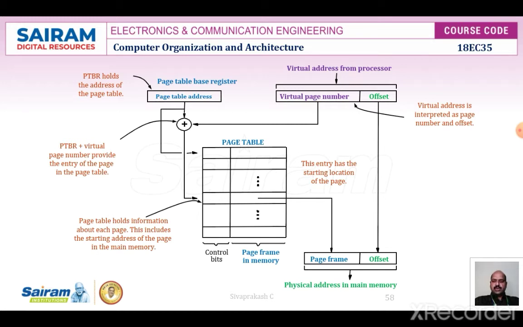Other control bits handle various types of restrictions that may be imposed. For example, a program may only have read permission for a page but not have write or modify permission. In such a way it is taken care of by the control bits.